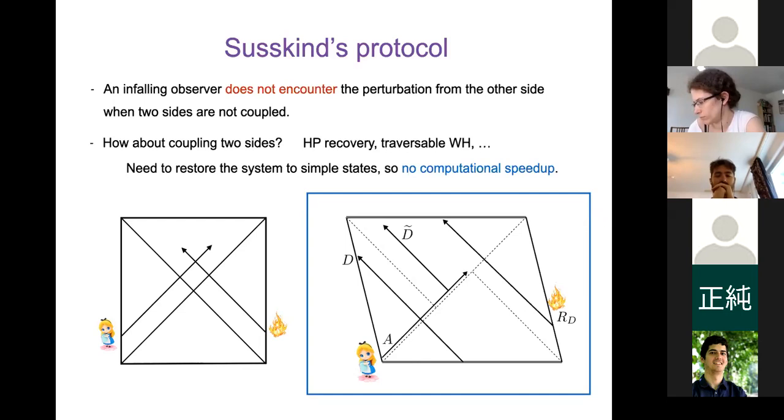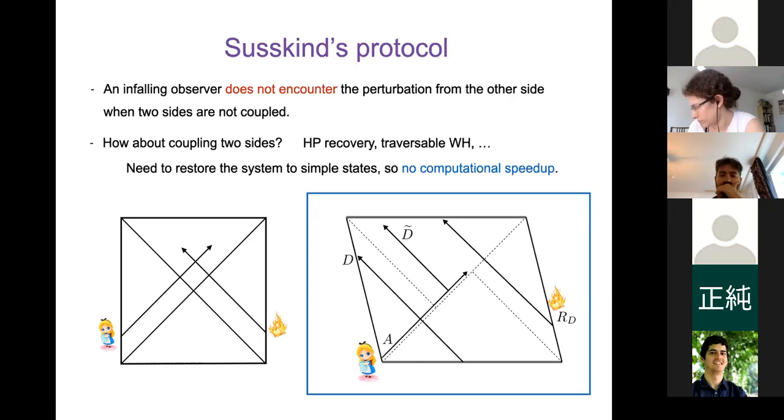One may still ask if coupling two sides may help two signals to encounter inside the black hole. That's a reasonable guess. And indeed, by using the Hayden-Preskill recovery protocol or the traversable wormhole protocol, we can force these two signals to meet inside the black hole. But the point is, in order to apply these protocols, you need to restore the system back to simple states, such as the thermofield double state. So then you are required to solve the original difficult problem on the boundary. So there will be no computational speedup.